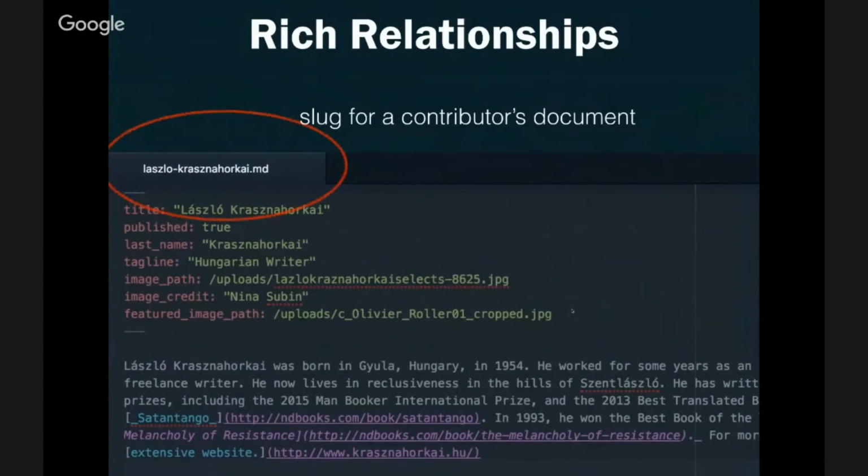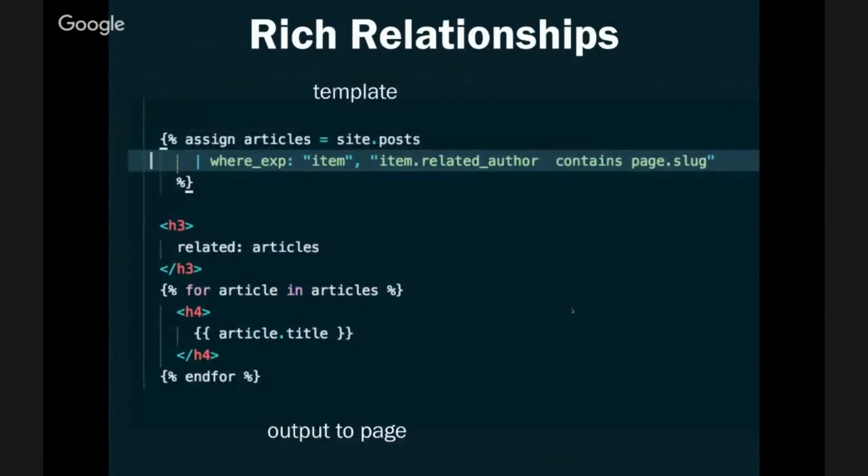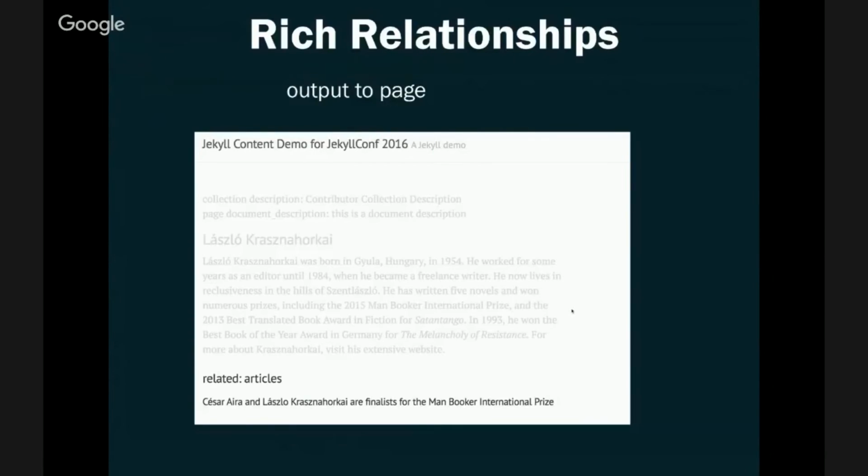We can create relationships back and forth between these 2 items. In fact, these can be arrays of related items, so we can use the new where expression filter and pull them all in at once. Now, everything in the site is a potential relationship to everything else.